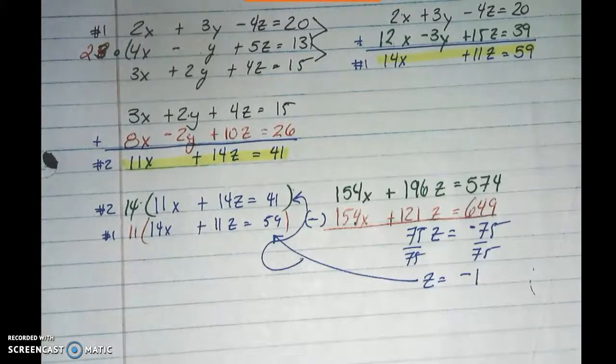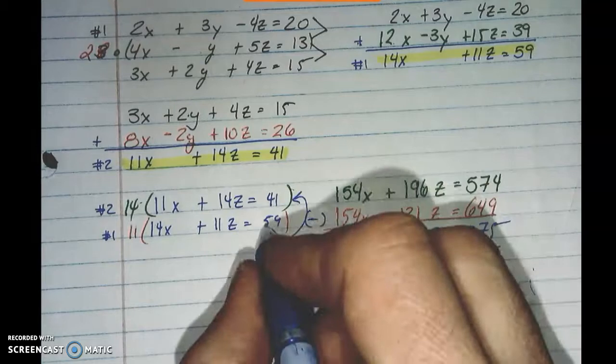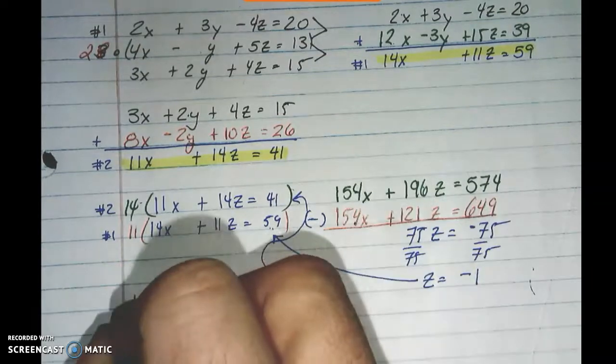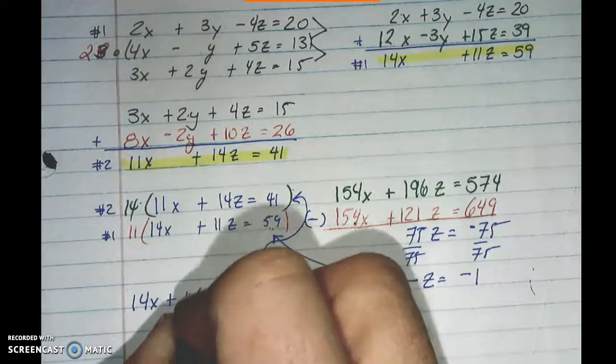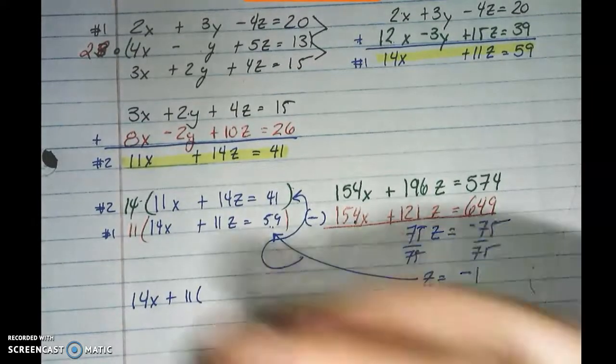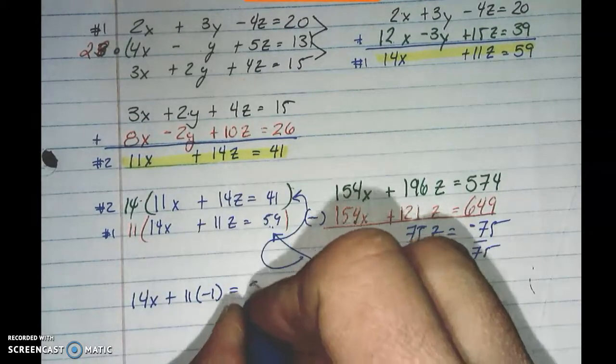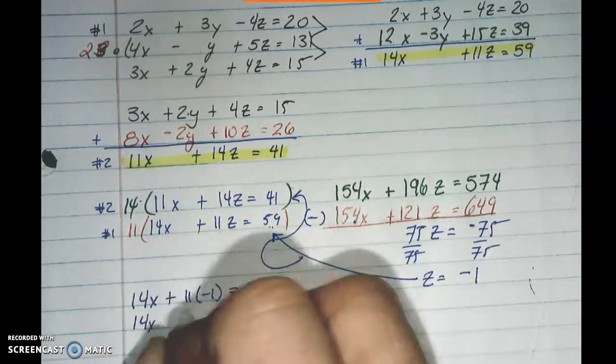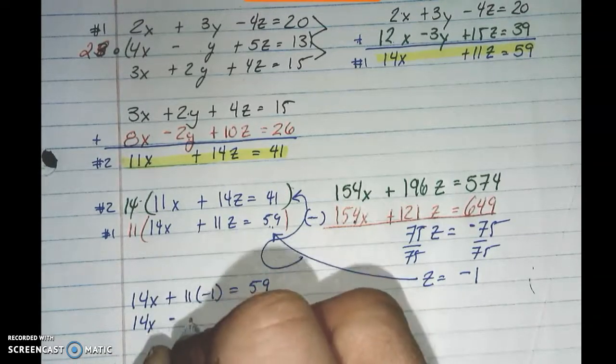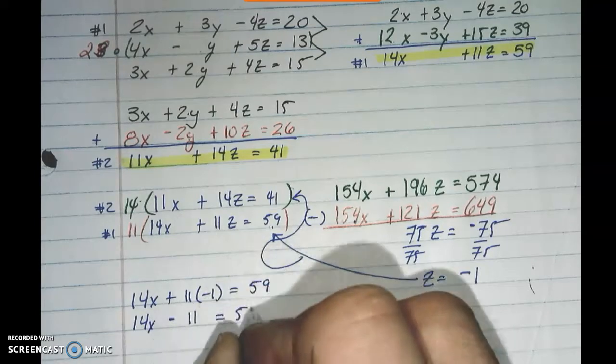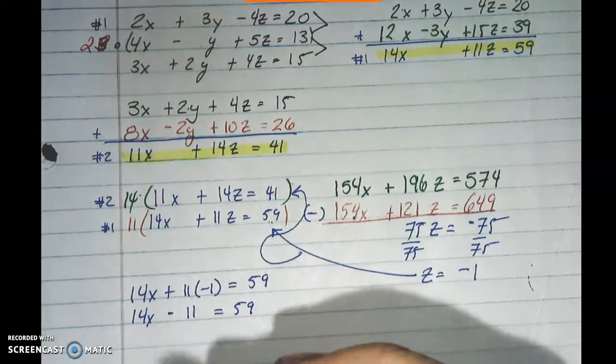Now, we're going to take this z and we're going to put it either into that equation or that equation. Why would I want to do that? So I can find x. Does it really matter which one I'm going to use? No, because the math is horrible on all of them. Okay, so let's do this one. So I'm going to have 14x plus 11. What does z equal again? -1. What's 11 times -1? -11. So then what's my next step?